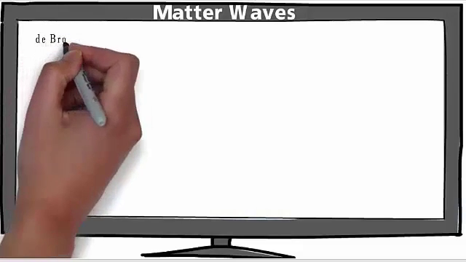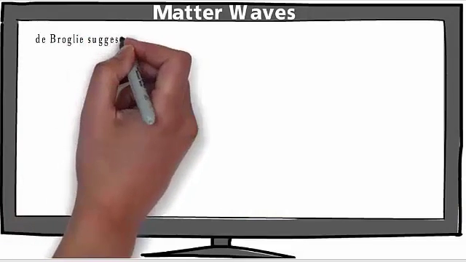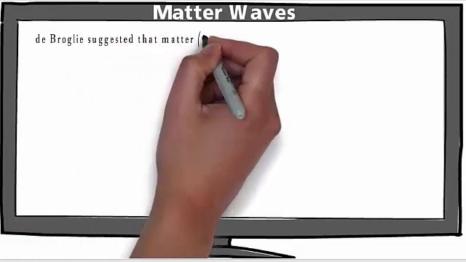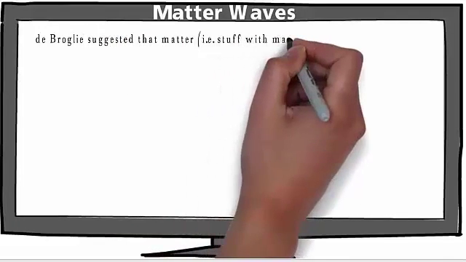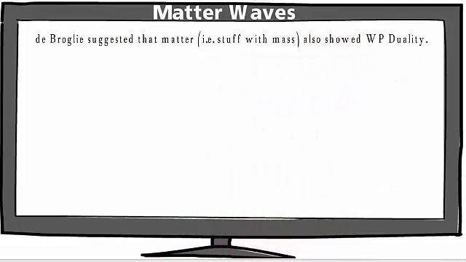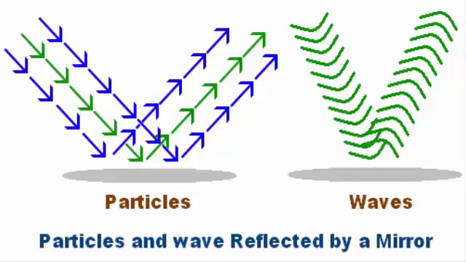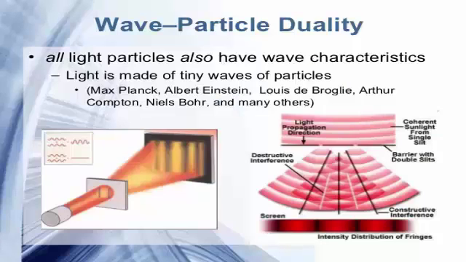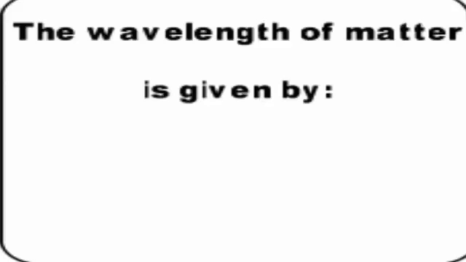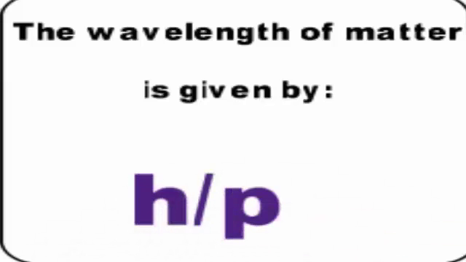In matter waves, de Broglie suggested that matter also showed wave-particle duality. This was an amazing unifying idea in physics, that is, everything is somehow the same. Light and matter are both things that can sometimes be considered as a collection of waves and sometimes as a collection of particles. The wavelength of matter is given by λ = h/p, where λ is the wavelength, h is the Planck constant, and p is the momentum.